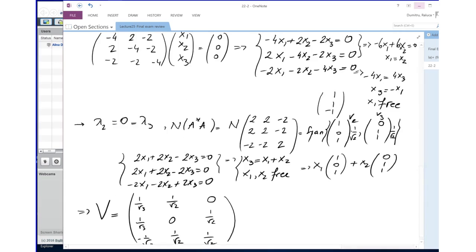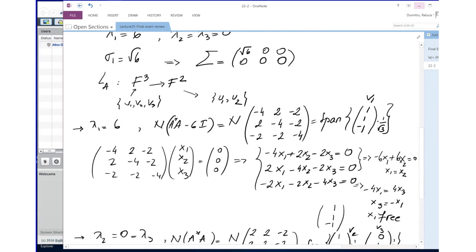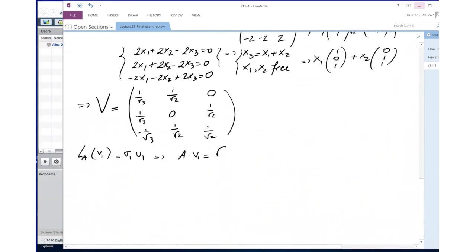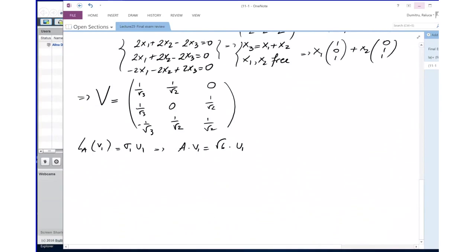Okay, so now to find the vectors, how many do I need? I need U1 and U2, right? Basis for F2. We're over R here. So U1, U2. U1 we get from V1 through L sub A and the SVD theorem. L sub A of V1 is sigma 1 U1. L sub A is left multiplication by A, and sigma 1 I think was what? Square root of 6? Square root of 6 times U1. So A V1.